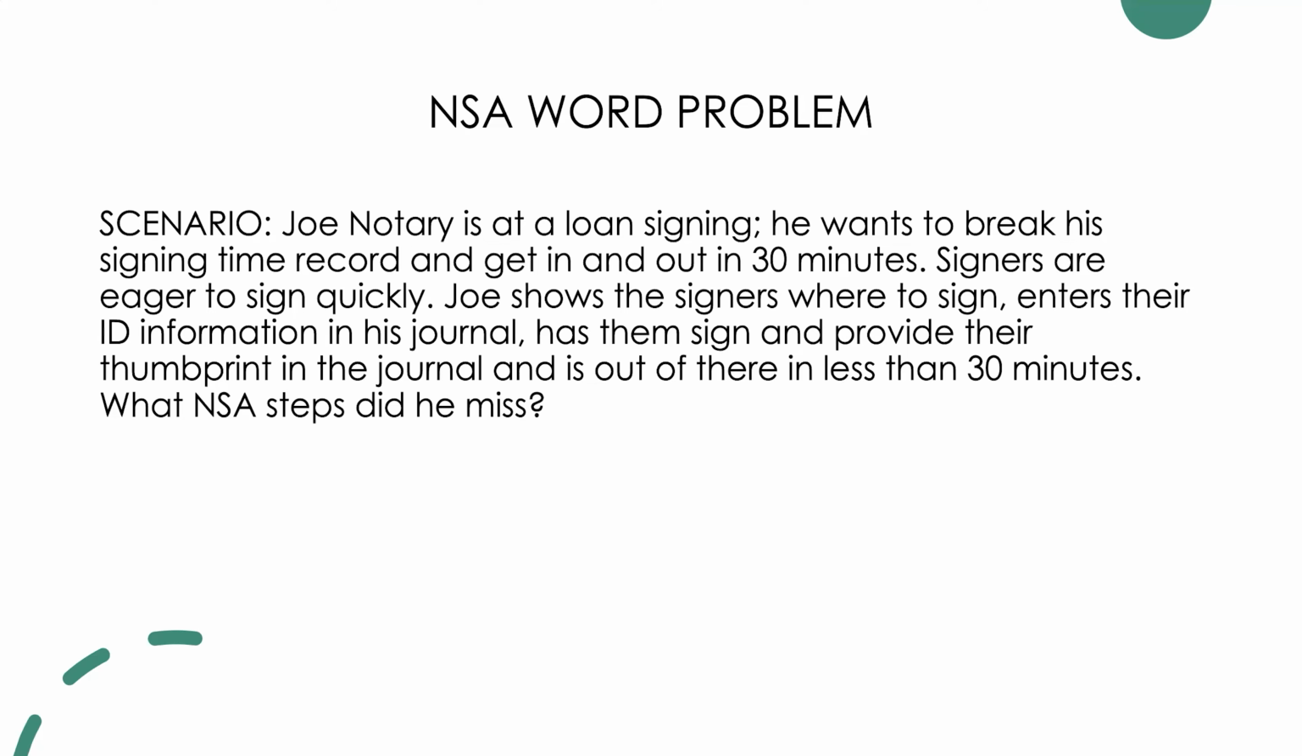Thanks for having us. I'm believing that the person forgot to correctly identify the signers based on their ID. He just took it and started writing information. Yeah, that's another notary one that, according to this, we don't see, right? He wants to get in and out of there fast, right? So he just puts the information down.